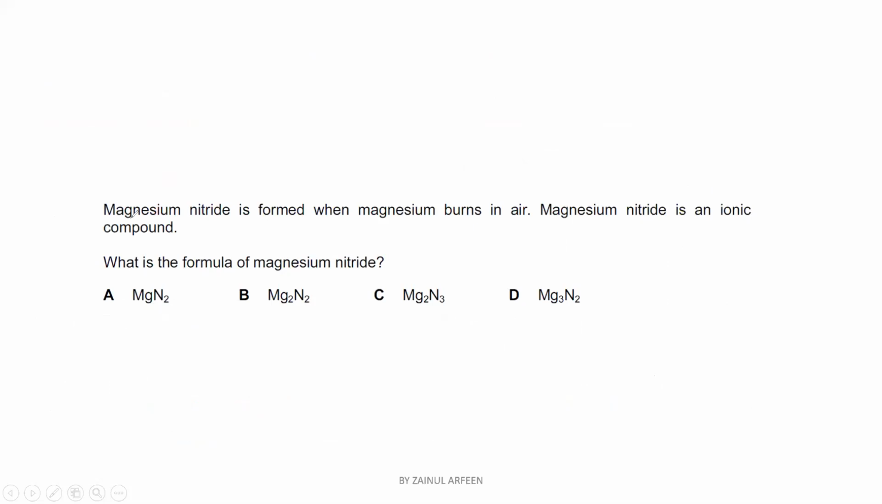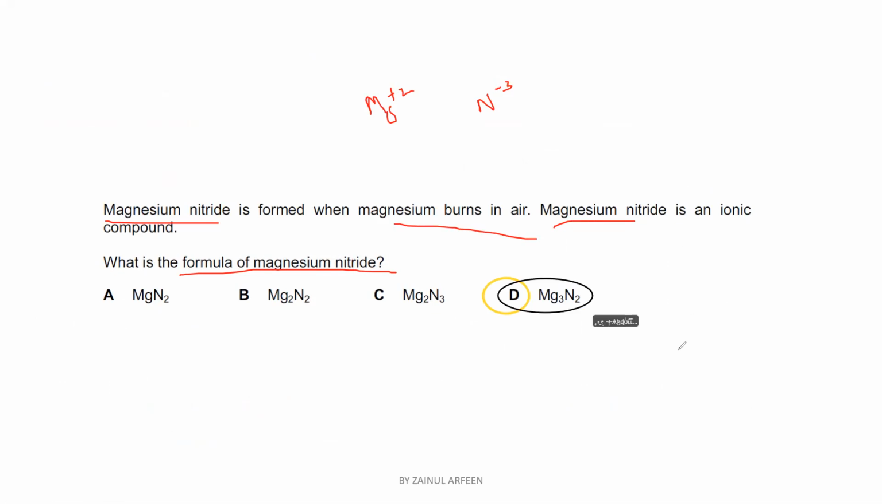Example, magnesium nitride is formed when magnesium burns in air. Magnesium nitride is an ionic compound. What is the formula of magnesium nitride? What is the right answer? Magnesium is group 2 and nitrogen is group 5. What is the right answer for magnesium nitride? So magnesium nitride, Mg3 and N2. It's nitride, because nitride means the element only. If it was nitrate, then that's not the element only, that means element with oxygen. So the correct answer for this one is D.